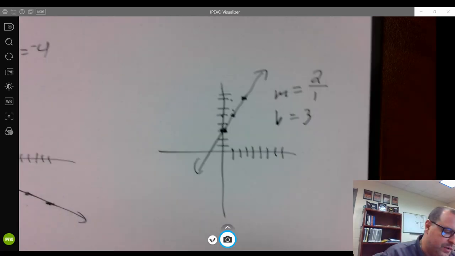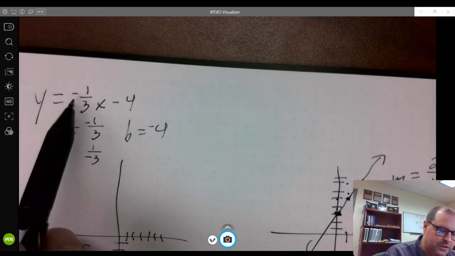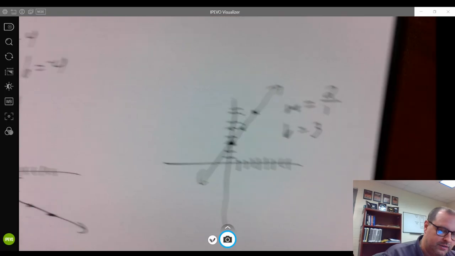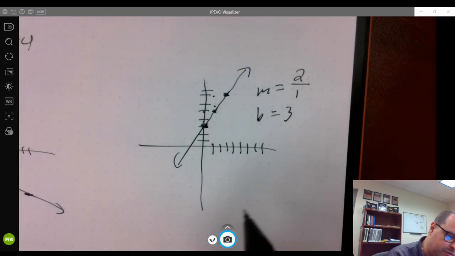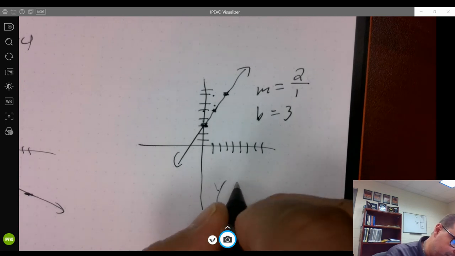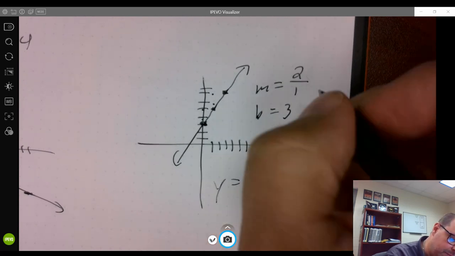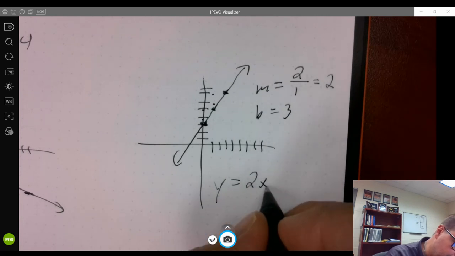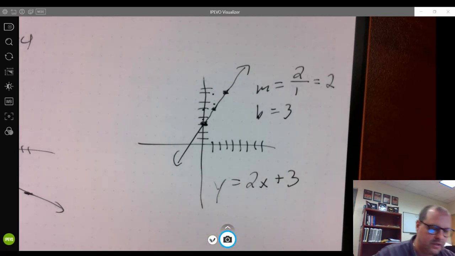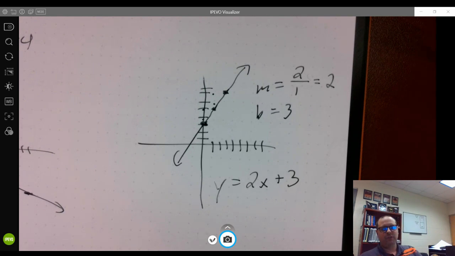So now I'm going to rewrite it as an equation. Before, we started with an equation and got the slope and y-intercept. Now we're going to go the other way. Here's the slope. Here's the y-intercept that I pulled from this graph, and I want the equation. Y equals, now I'm not going to put 2 over 1. That simplifies to 2. X, the slope always goes next to the x, plus 3. So we have y equals 2x plus 3.